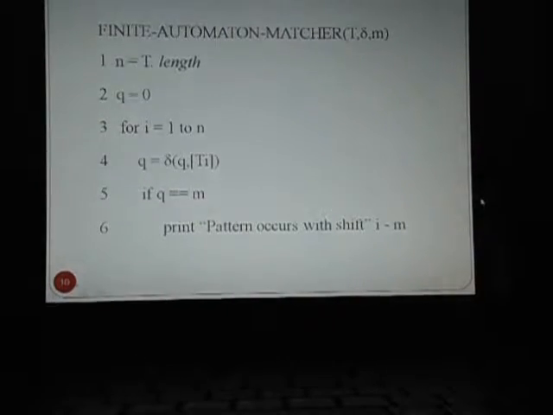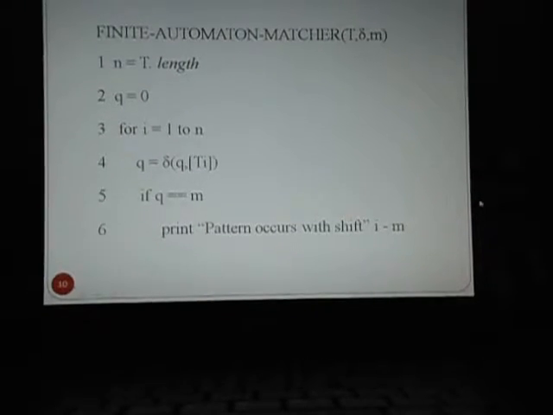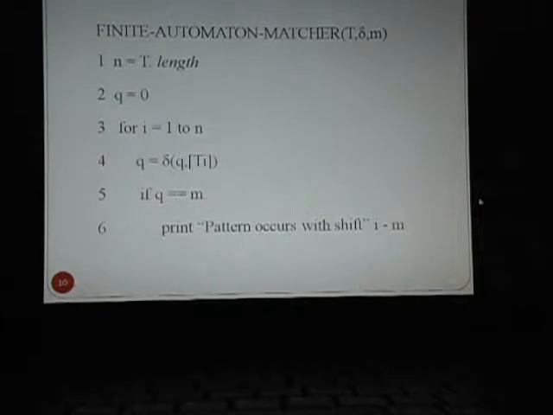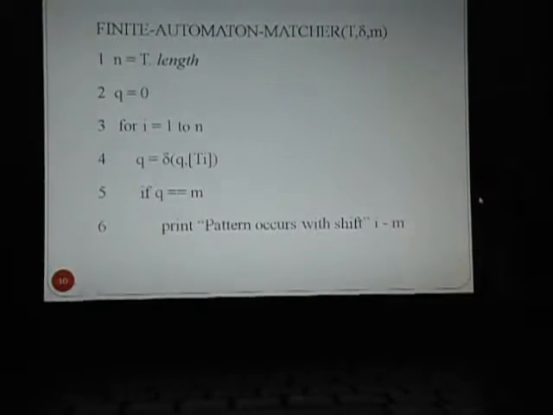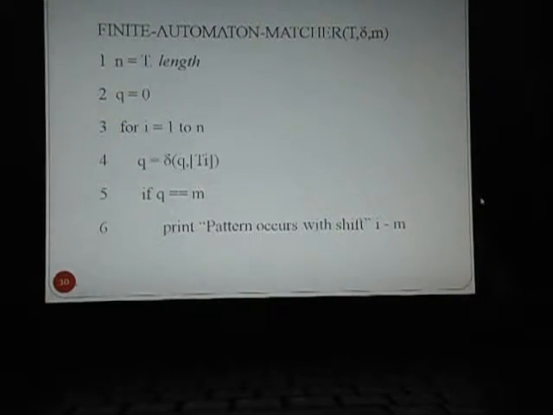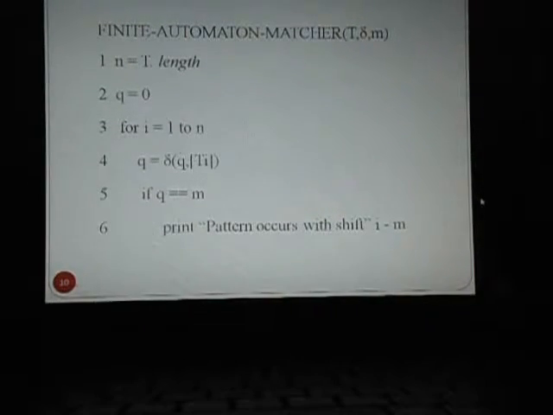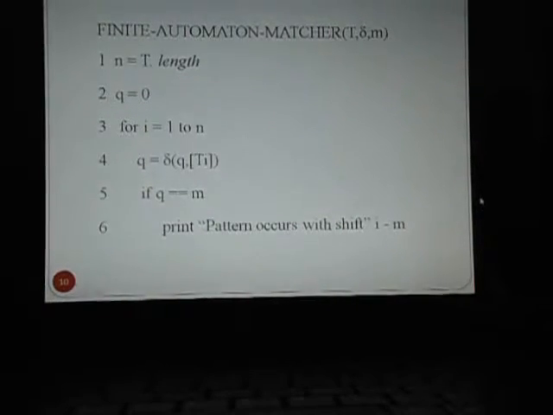This is the finite automata matcher. The algorithm for the finite automata matcher is this: n equal to T.length, that is the text length, q equal to 0, that is the initial state, and it loops for i equal to 1 to n. Then in the fourth line, q equal to delta of q comma T[i], that is the text character. If q equal to m, the final state, that is, if the given string matches the pattern, then the pattern occurs with shift i minus m.